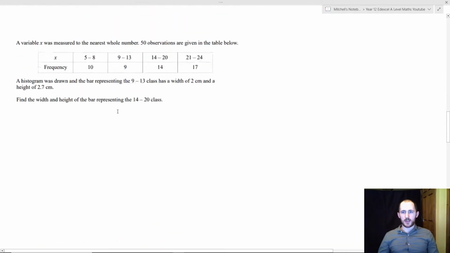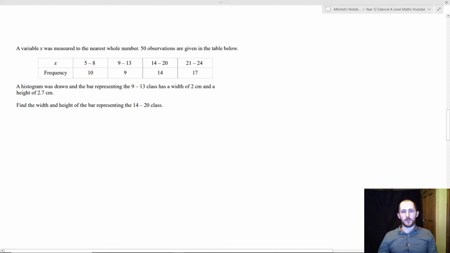Question 2 is another kind of common type of question that they like to give you. So they're giving you a variable x, doesn't matter what it is, measured to the nearest whole number. 50 observations are given in the table below.